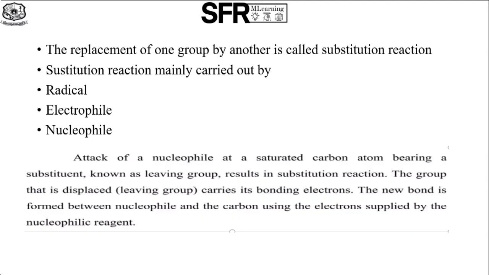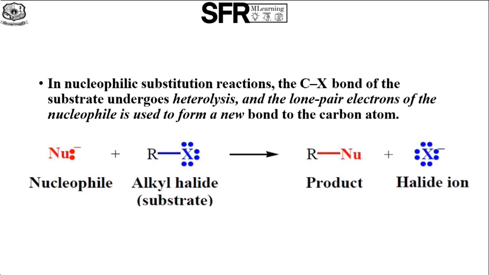The nucleophile attacks a substrate carrying a leaving group. The leaving group is displaced from the substrate and the nucleophile attaches to the substrate, and there is a formation of a nucleophile and substrate bond. This new product is formed. This is a substitution reaction. On the attack of the nucleophile on the substrate carrying the leaving group, a new covalent bond is formed between the nucleophile and the substrate carbon atom. That should be a saturated carbon. Such reactions are called nucleophilic substitution reactions.